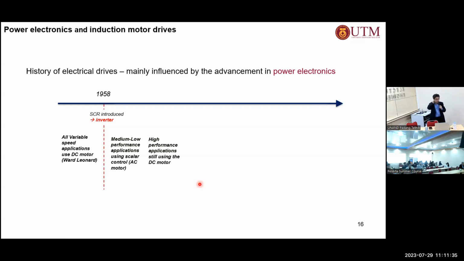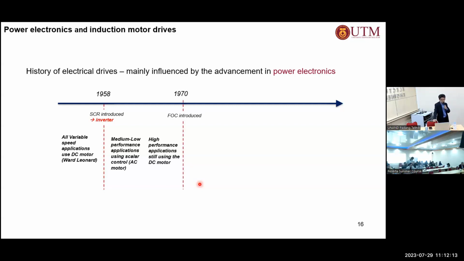Which means that high performance applications like elevators, lifts, electric trains, electric cars, and so on, were still dominated by these DC drives, right? The AC drives, using the inverter with the available technology at that time, which could control only the magnitude of the voltage and the frequency, were only applied to low to medium performance applications such as pumps, fans and so on, which do not require an accurate control of the speed.